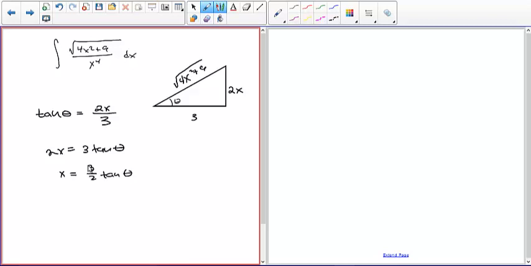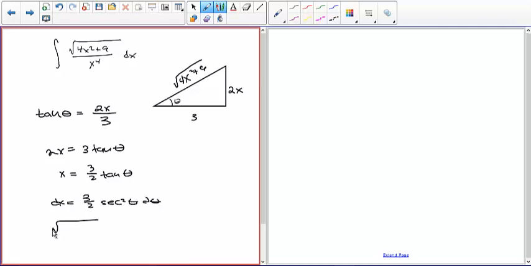So we just end up with, instead of whole number constants in front of tangent, a fraction. But the rest of it's the same. So dx would be 3/2 secant squared theta d theta.